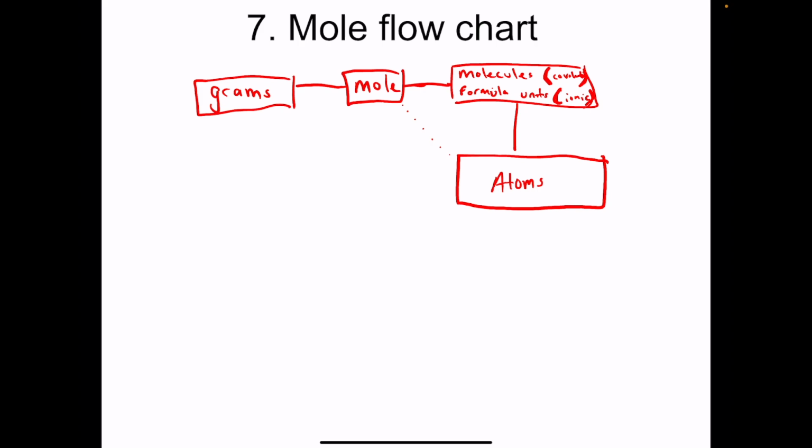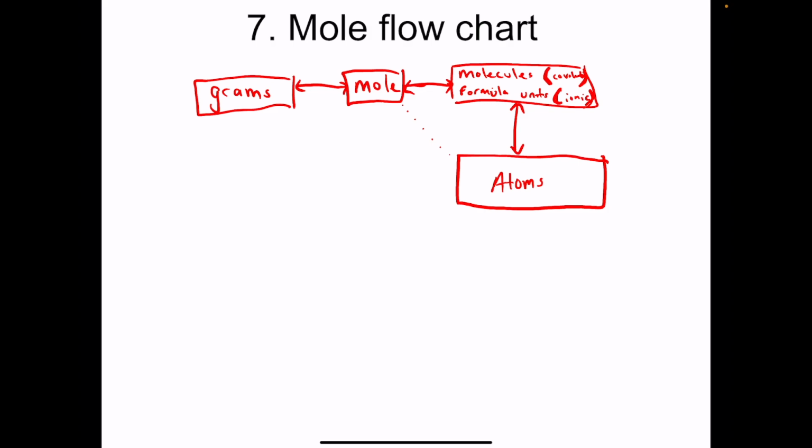Finally, there's also atoms. So in this simplified version of the mole flow chart that we're going to cover this year, you can convert between grams, moles, molecules, and atoms. You can start at one and then move to any of the others by following this chart. So it's reversible.